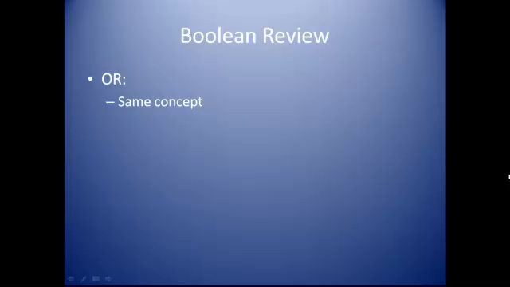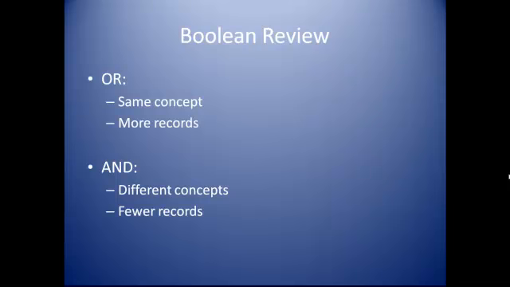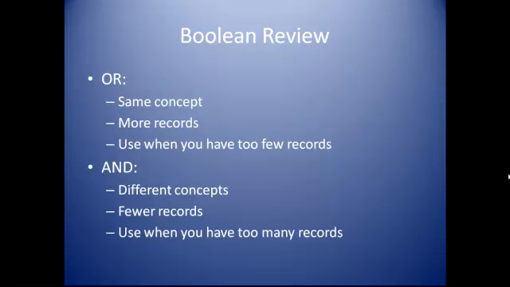Okay, we have the term or to combine words within the same concept, and the word and to combine two different concepts. Or will get you more records, but and will get you fewer. What this means while you are doing research is that if you come up with a search that has only a few records, you might try looking for another term using or. On the other hand, if you get too many results, you might want to add another concept with and.